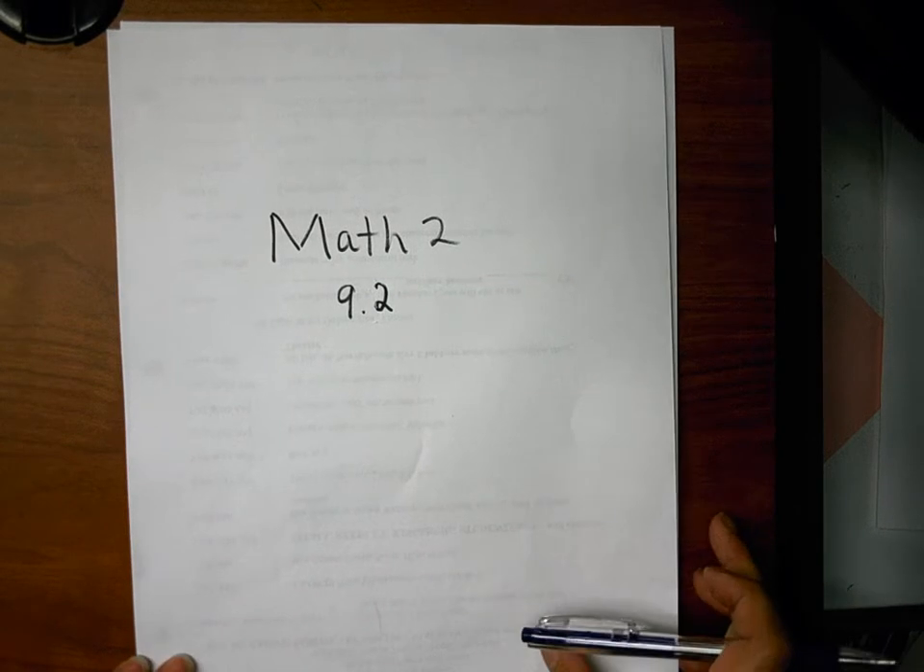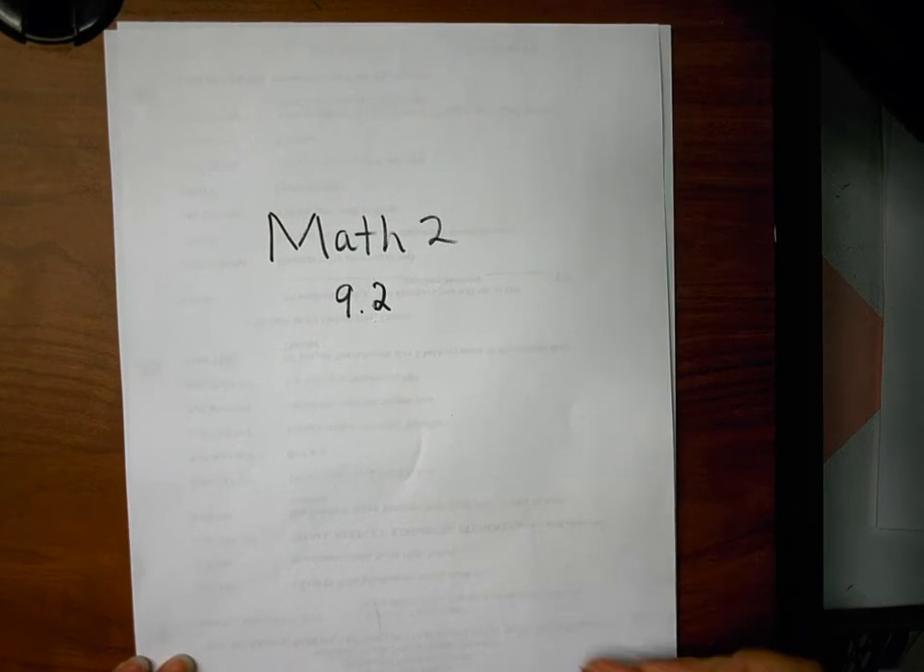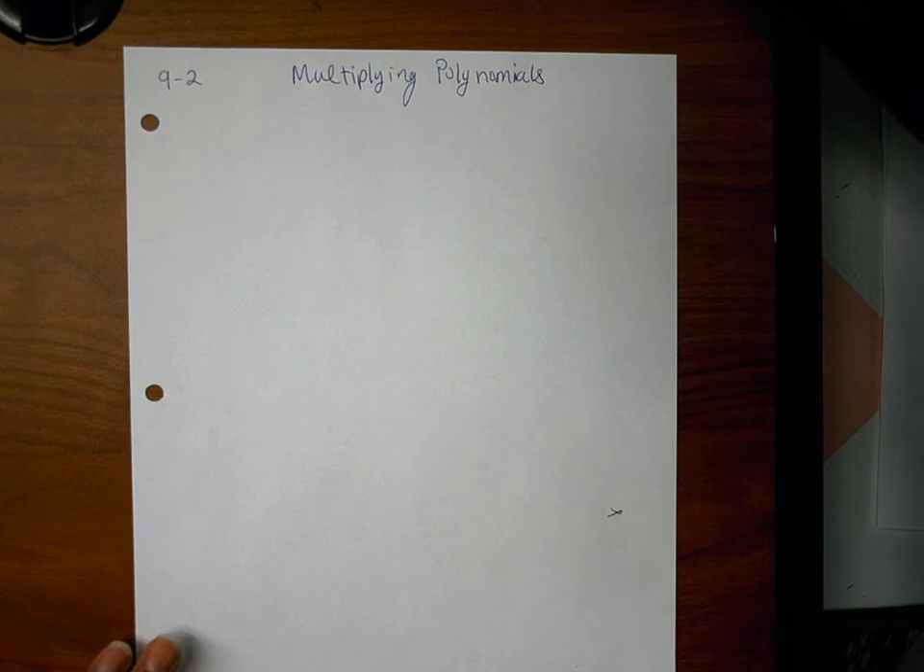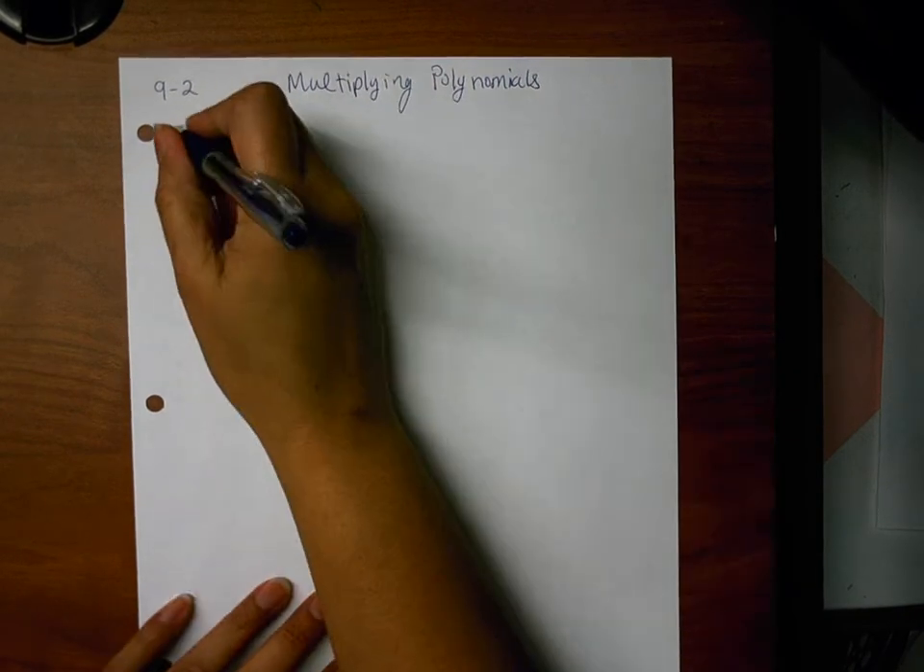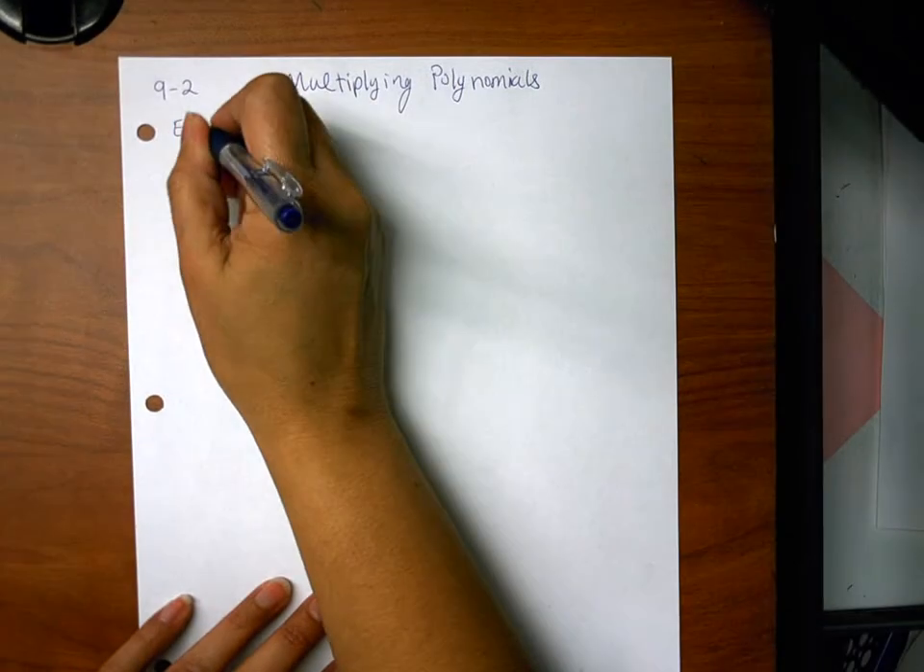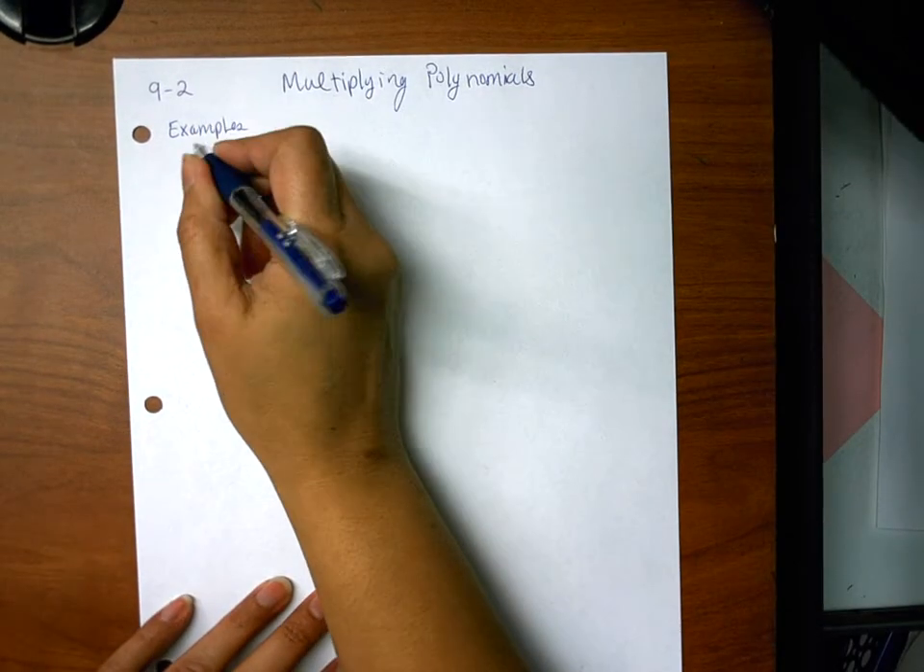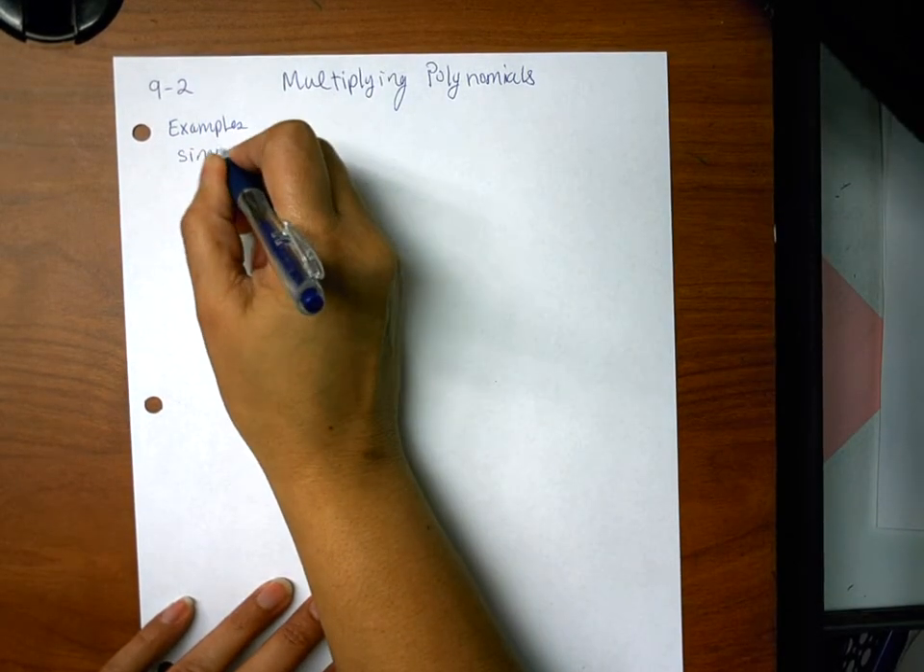This is Math 2 9.2 notes. That's Unit 9, Lesson 2. The title is Multiplying Polynomials, and we're going to go straight through to examples. We're going to simplify each product.